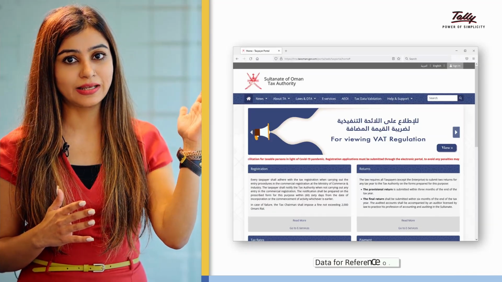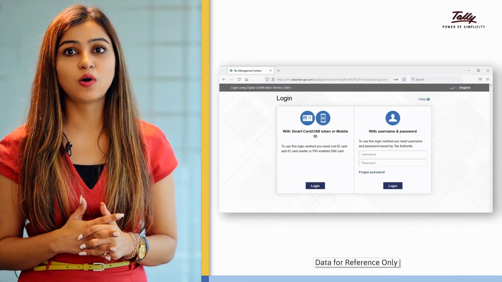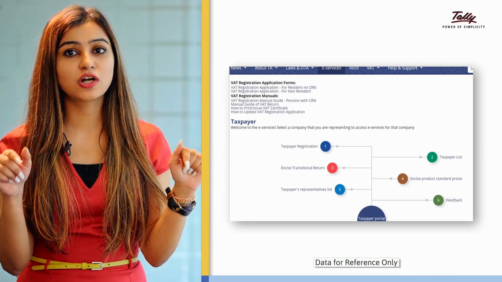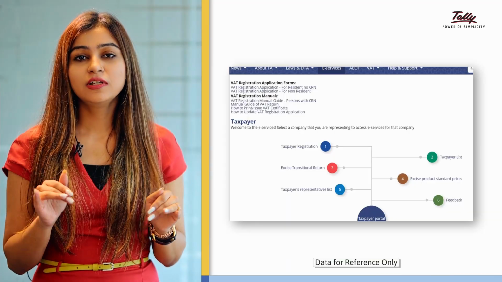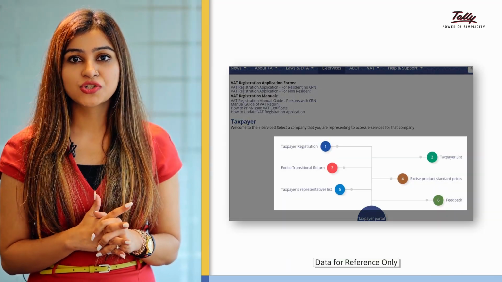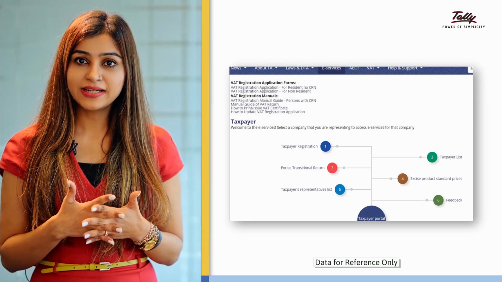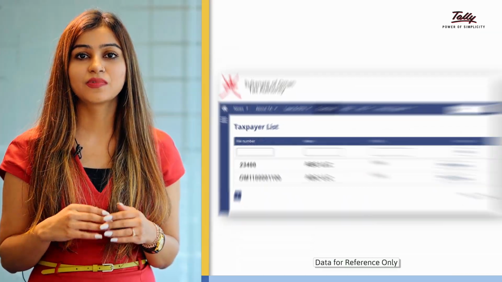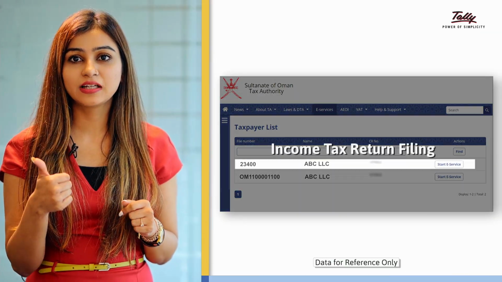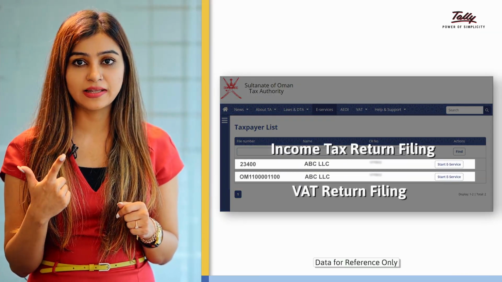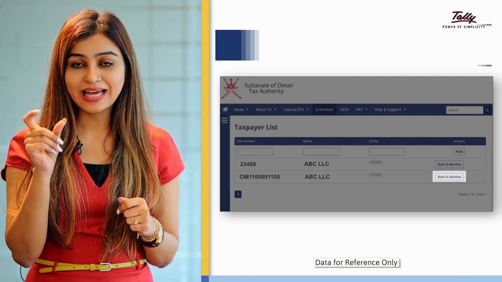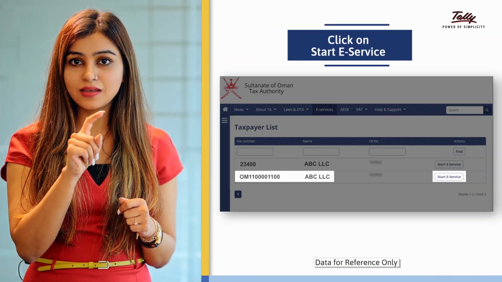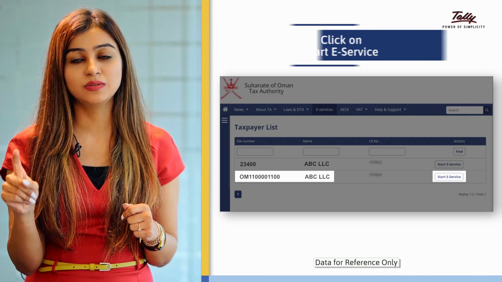Let's get started. This is how your online portal would look. You need to sign in using the login credentials and a flowchart would appear. This flowchart will give you the various e-services options provided on the portal. To get started, you click on the sequence 2 which talks about the taxpayer list. Two rows would appear. One is for filing the income tax return and the other one is for filing the VAT return. So click on the tab Start e-service against the TIN number of the taxable person.